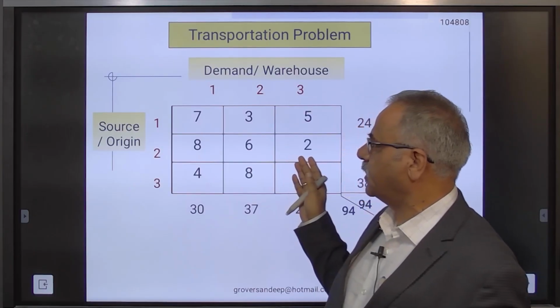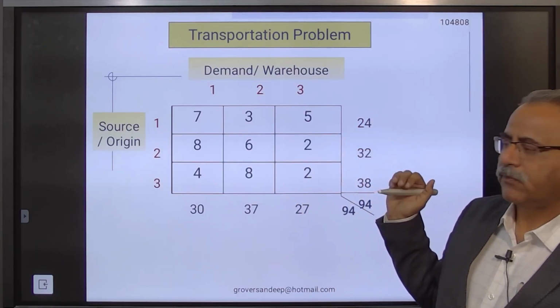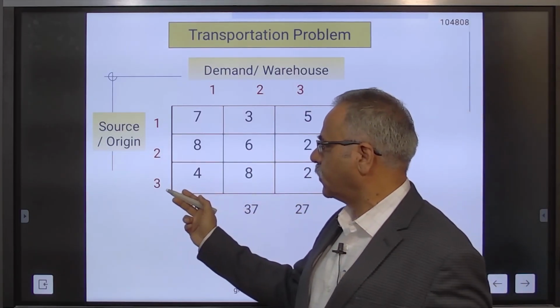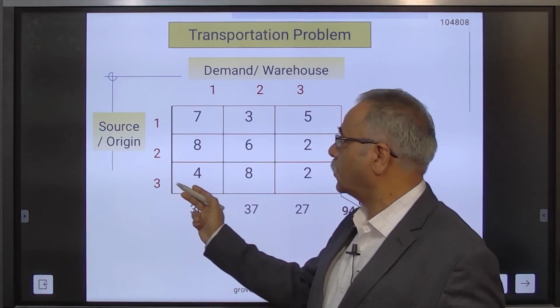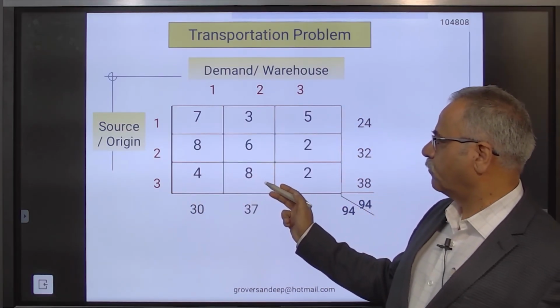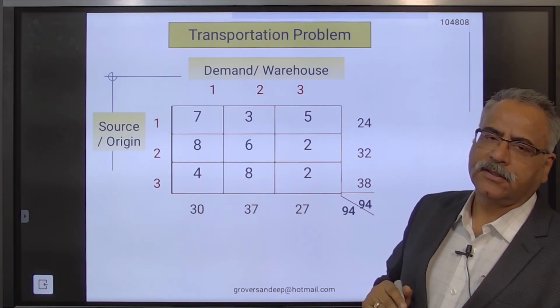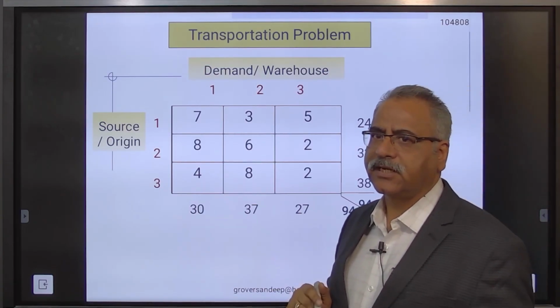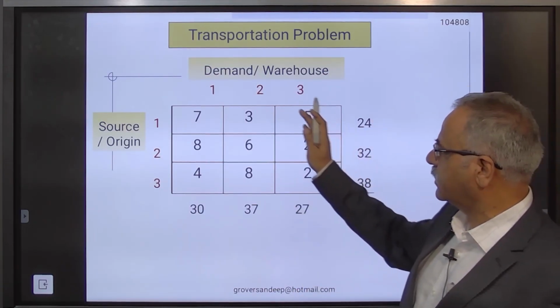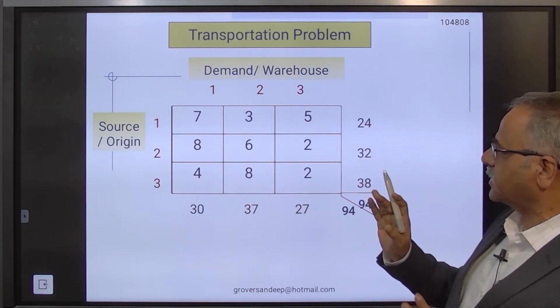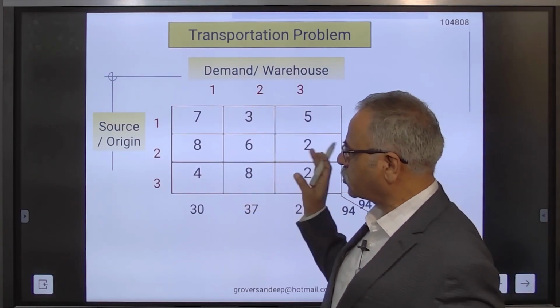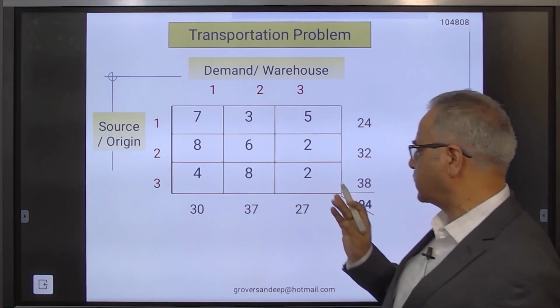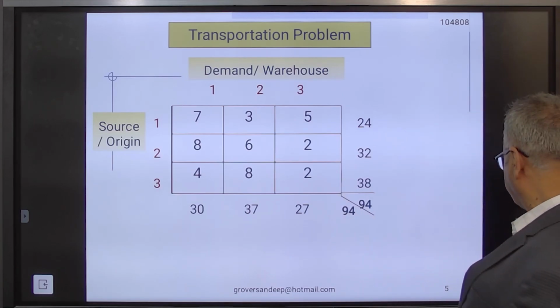And accordingly the figures in this matrix indicate the cost of transportation. That means if you want to transfer a single unit from origin number 1 to, say, warehouse number 2, then the cost of transportation is ₹8 per unit. So if you transfer a single unit, you will have to spend ₹8. So accordingly this cost is given. Now you have to work it out in such a way that the total cost of transportation is minimized. This is the transportation problem.